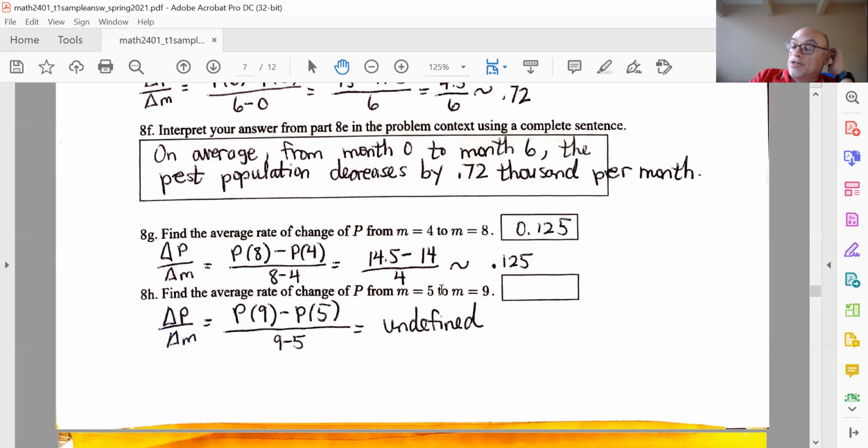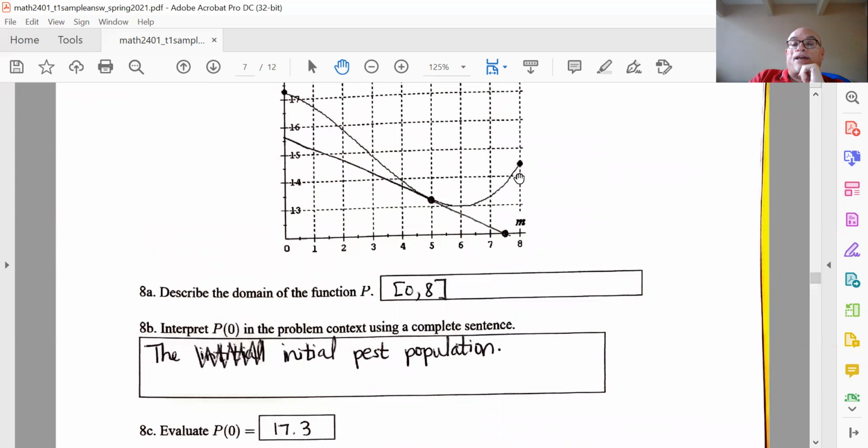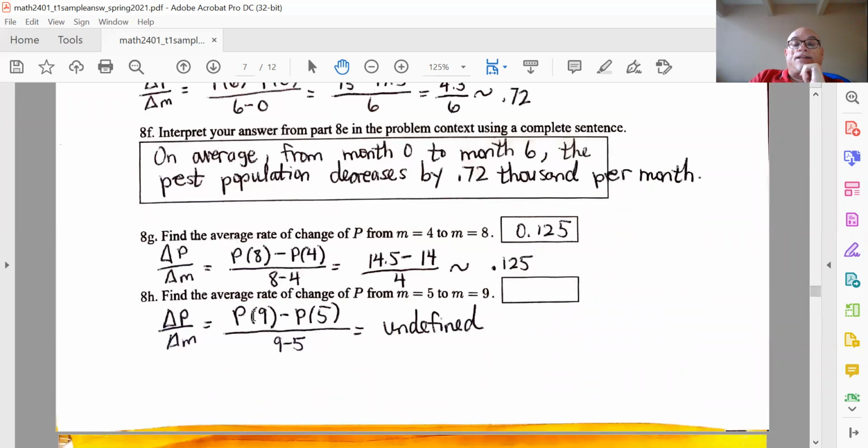This is sort of a trick question. It's another average rate of change question, and here we want to know the average rate of change from M equals 5 to M equals 9. If you try using the average rate of change formula, you'll get P of 9 minus P of 5 over 9 minus 5. But remember, you cannot compute P of 9 because the domain stops at 8. In our very first question, we said the domain here is from 0 to 8. This graph stops at 8, and so P of 9 is undefined. So you cannot do this calculation, and the answer here is just undefined.